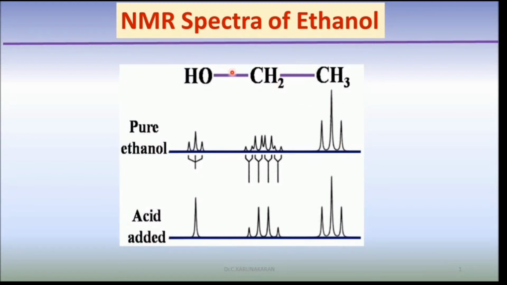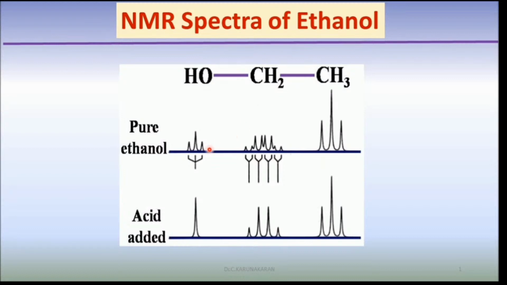Similarly, the methylene protons couple first with the methyl protons to give a quartet, and it further splits into a doublet due to coupling interaction with the OH proton. And the OH proton, on coupling with the methylene protons, gives a triplet, 2 plus 1, triplet signal.